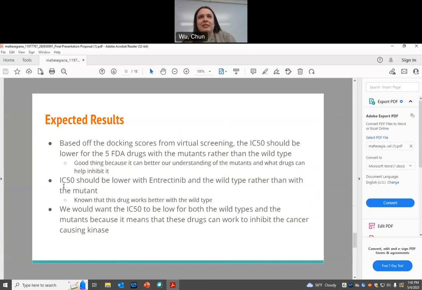Yeah, because like I said earlier, it's expected because we know that the drug works on the wild type and that the mutants are more drug resistant. So the lower the IC50 score, the less drug resistant it is to the drug.